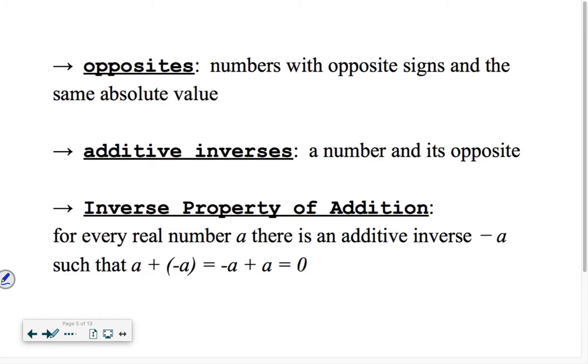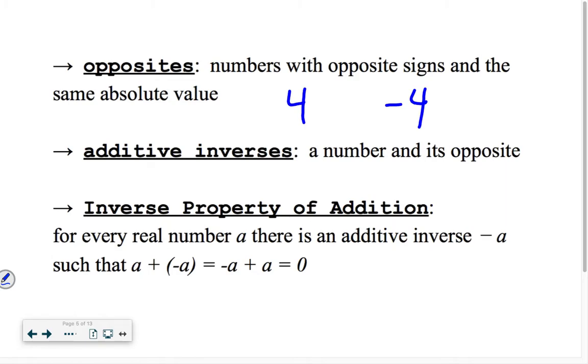Okay, more vocabulary. Opposites: numbers with opposite signs and the same absolute value. So 4 and -4. They have opposite signs, but the same distance from 0. They're 4 units away from 0. Additive inverse: a number and its opposite. So 4 and -4, opposites, additive inverses. They all mean the same thing. Zero pairs. A bunch of different names for the same thing.